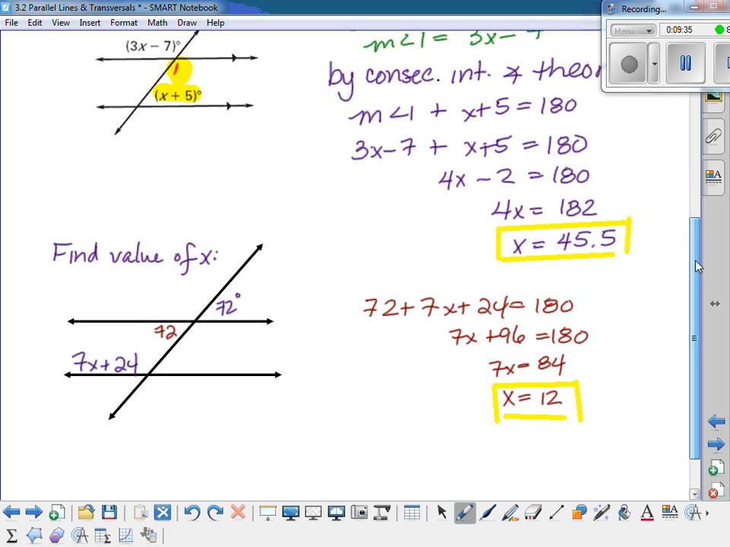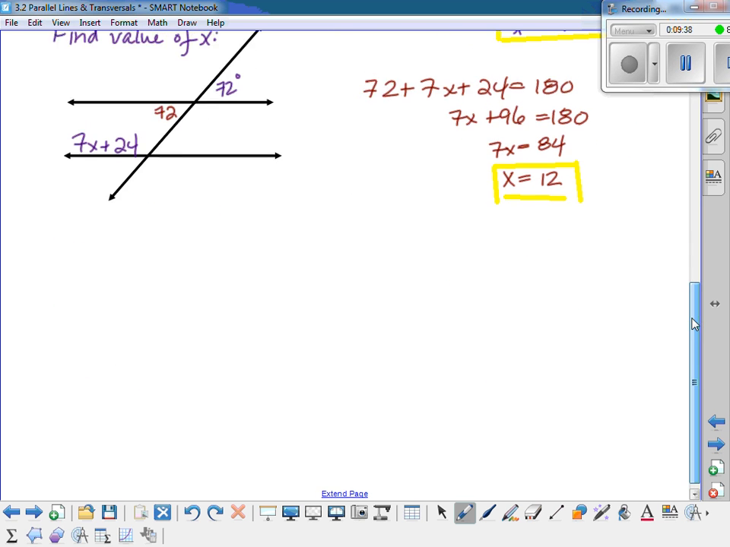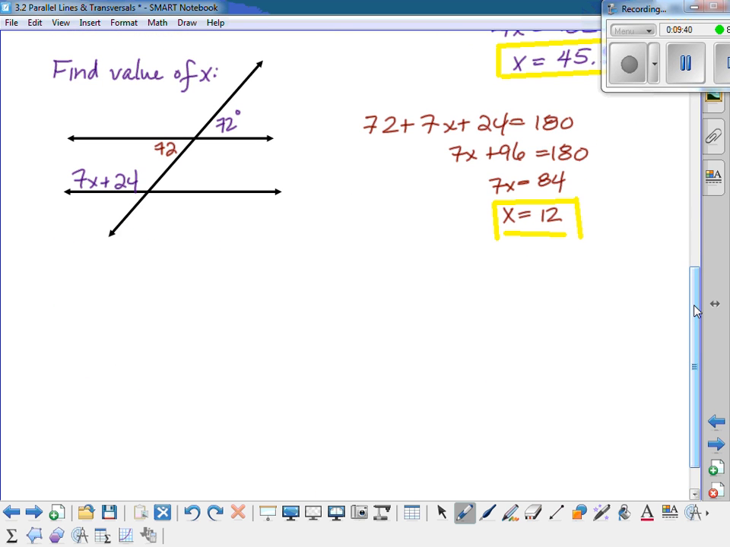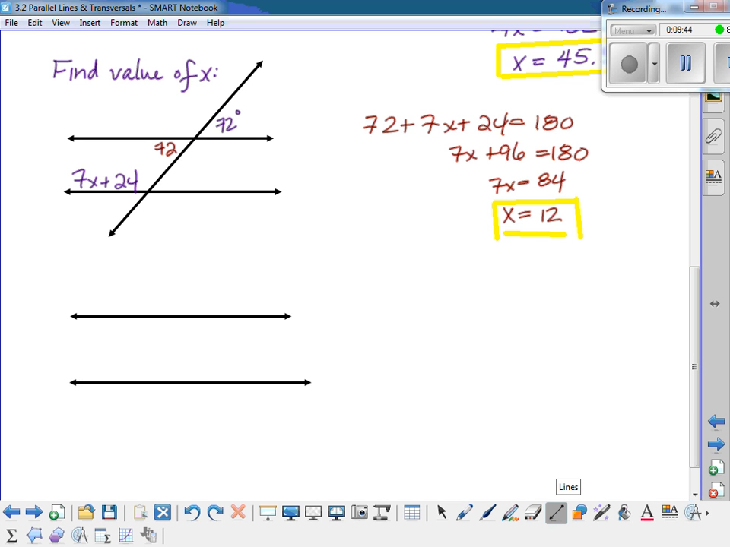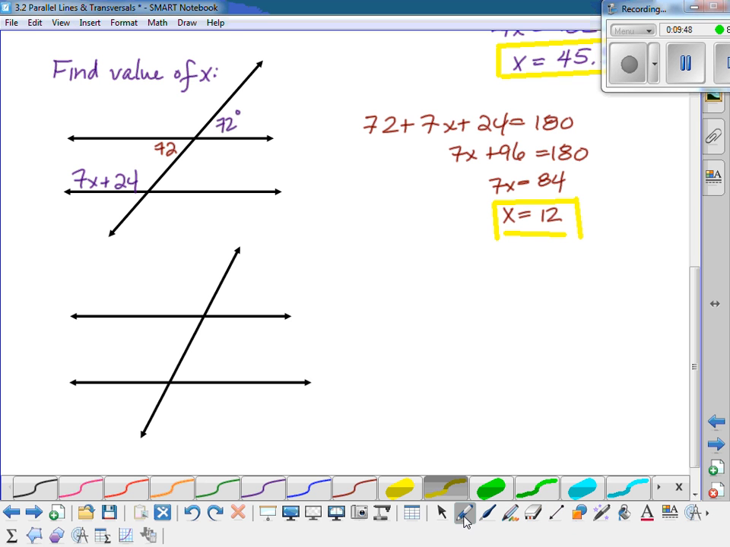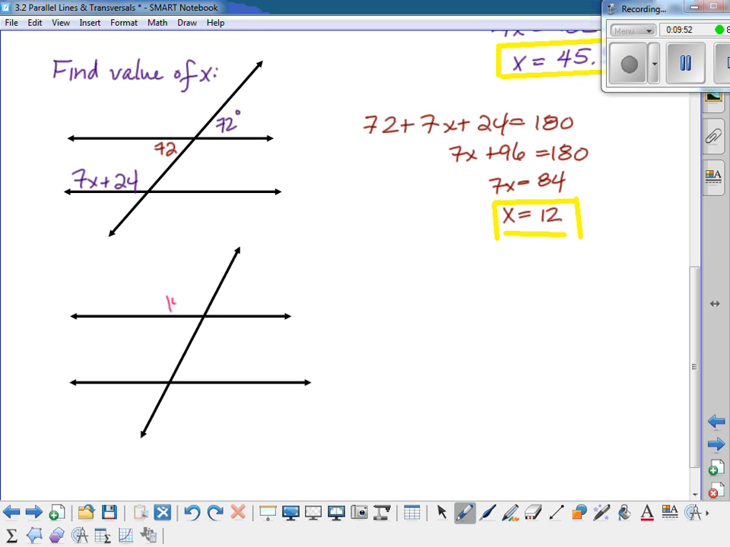All right, and I've got one more for you to try on your own on your whiteboards. For this one, I've got 151 degrees for that angle, and this one is 2x plus 1. Find the value of x. Pause the video now.